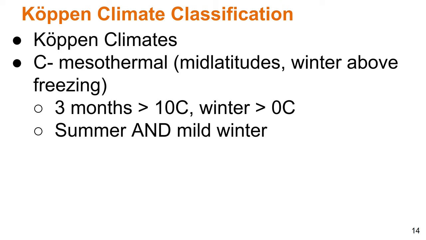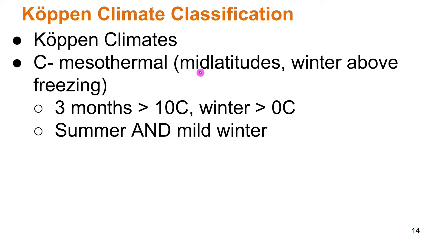The mesothermal climates, they have 3 months above 10 Celsius. That's the summer threshold. So Köppen used these plant communities, and one of the things he realized is that it's not just enough to have it thaw out in the summer. If you want to have good tree growth, you need to have 3 months with temperatures above 10 Celsius, which is 50 Fahrenheit. So mesothermal, it's a temperature criteria. You have to have 3 months above 10 Celsius, and the coldest winter month is above freezing. So the winters don't freeze, and they have a summer period.